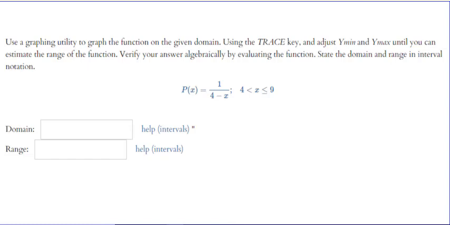They want us to look at the domain and range on this particular interval written as an inequality. So the domain would be 4, not including it because it doesn't have an equal sign, all the way up to 9 with a bracket. So what we're going to do is graph this, 1 over 4 minus x, from 4 to 9. And so here we go.